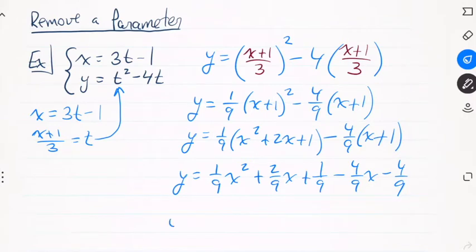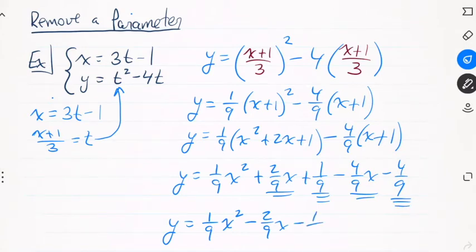And then combine like terms. So we're going to get y equals 1/9 x squared minus 2/9 x because of this guy and this guy. And then him and him are going to make negative 3/9, better known as 1/3. So this parametric equation is the exact same thing as the parabola y equals 1/9 x squared minus 2/9 x minus 1/3. Kind of a neat way of doing it. Sometimes the algebra gets kind of messy, but it's workable.